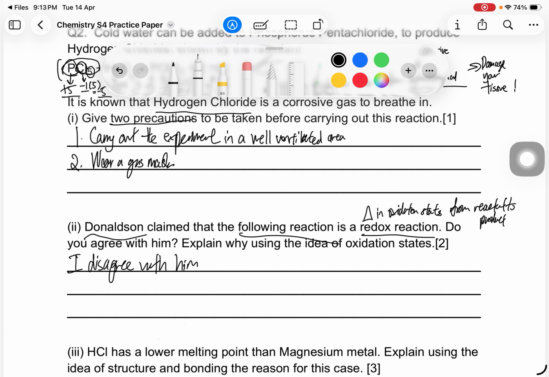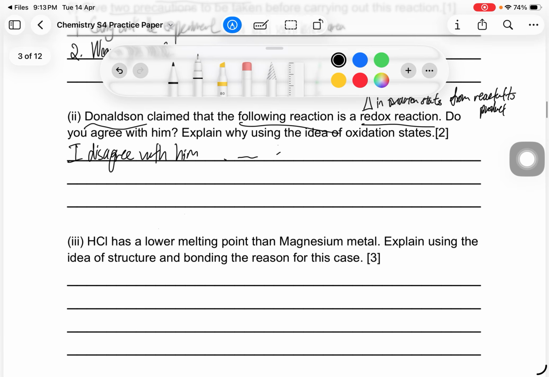All of the things that I said just now, you can write down here. But the main idea is that there's no change in oxidation state of these individual atoms before and after the reaction, basically your reactants and your products. So this is therefore not a redox reaction where reduction and oxidation take place.